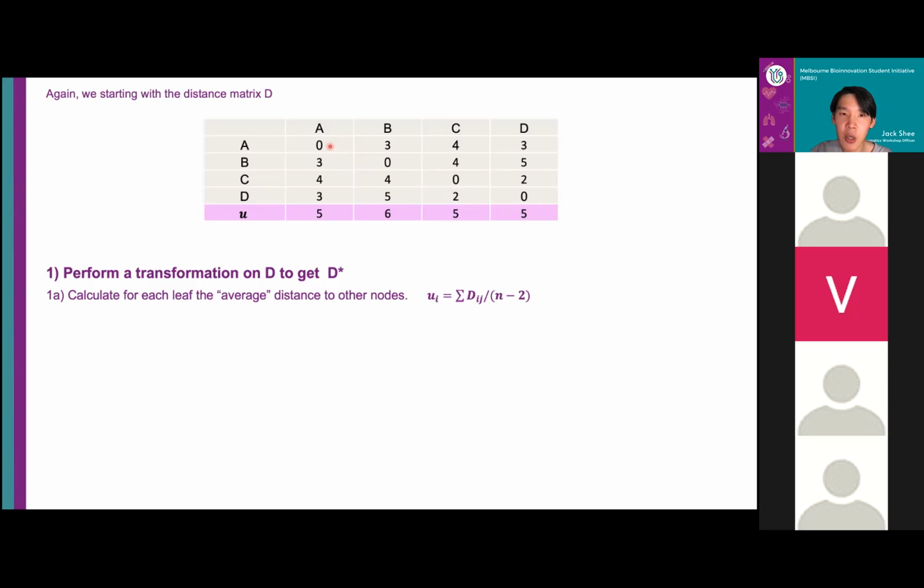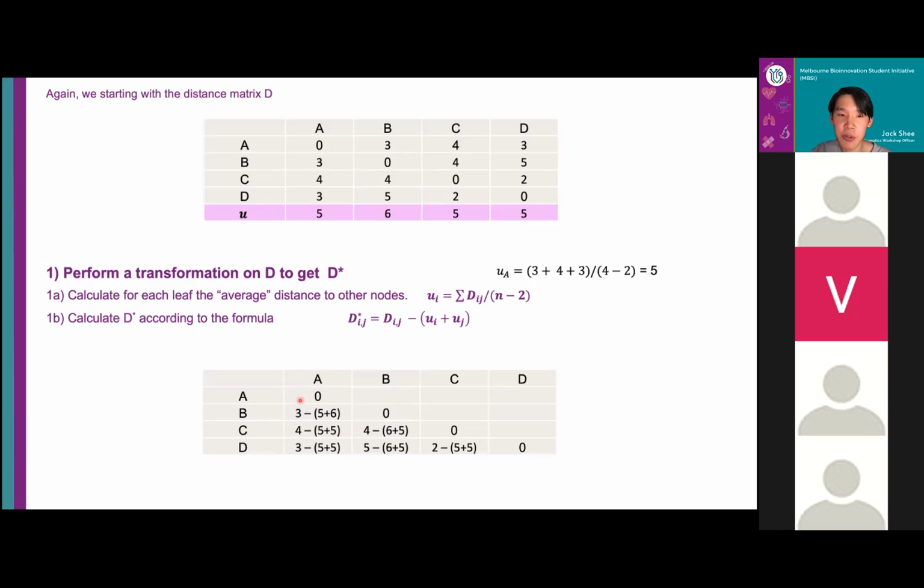So here we've computed u, and u is going to be 3 plus 4 plus 3, and then there are a total of 4 leaves, which corresponds to n. So this gives us u equals 5. And we do the same for each of the other leaves, which results in the u's here. Now our new matrix is just going to be computed from all the values we have in this table. It's going to be the original distance between the 2 leaves, subtracted by the total average distance of our 2 leaves.